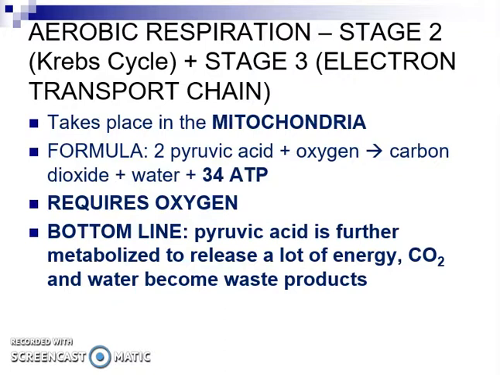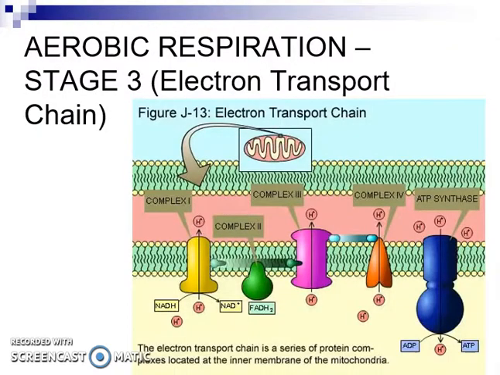Moving on to stage 2, which is the Krebs cycle, and stage 3, which is the electron transport chain. Both of these actually happen inside the mitochondria. You're going to take the product of stage 1 glycolysis, which are the 2 pyruvic acids. You're going to add oxygen at this point. You're going to convert it into carbon dioxide, water, and a whopping 34 ATP. This happens by taking the pyruvic acids and converting them into a bunch of high energy molecules that are going to further go down the electron transport chain, which is a series of embedded proteins.